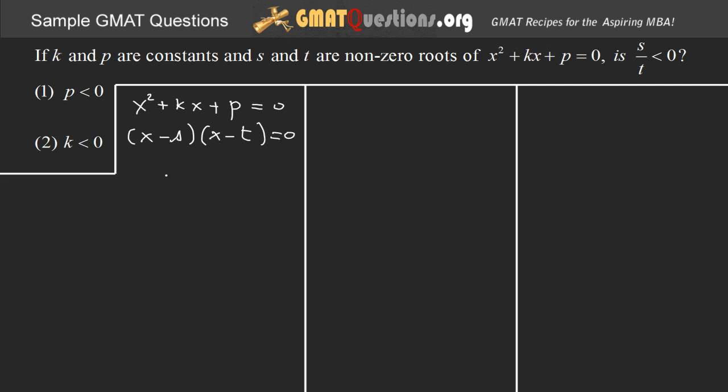Now, there are two other things that are true, and I'm going to mention them here because it's very important. That p is the product of the roots. This p here is the product of the roots. So, p is equal to s times t.